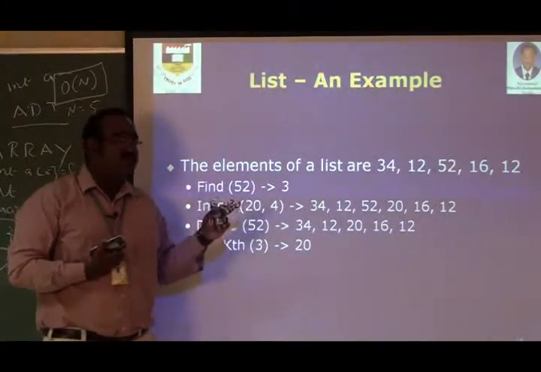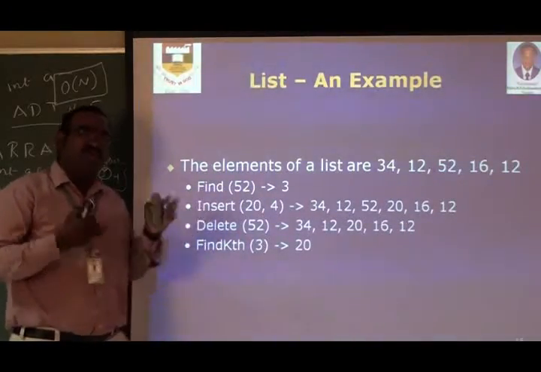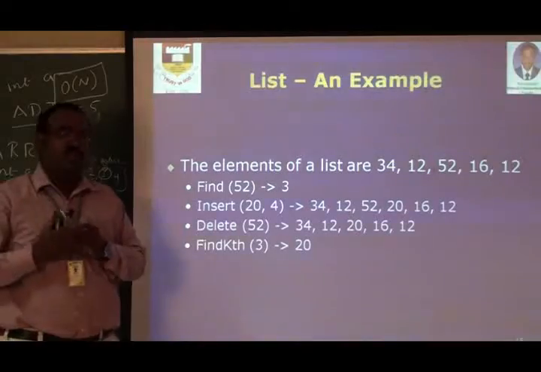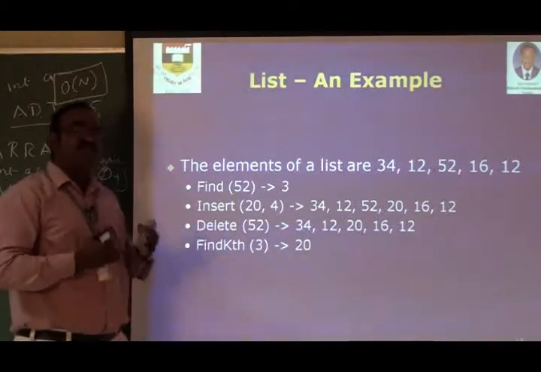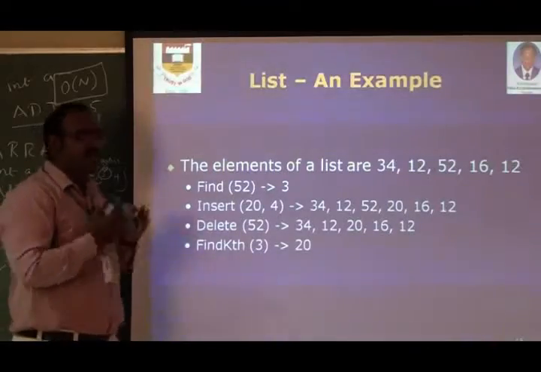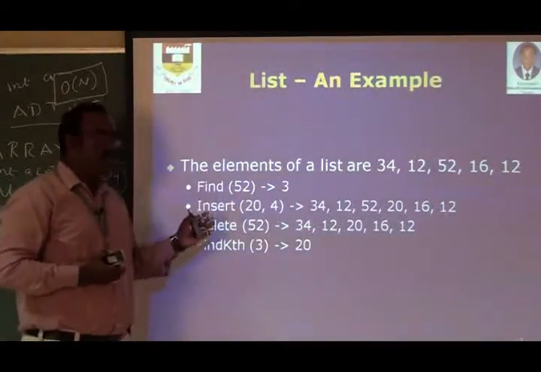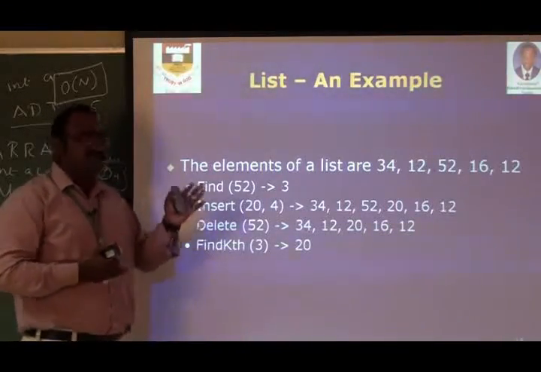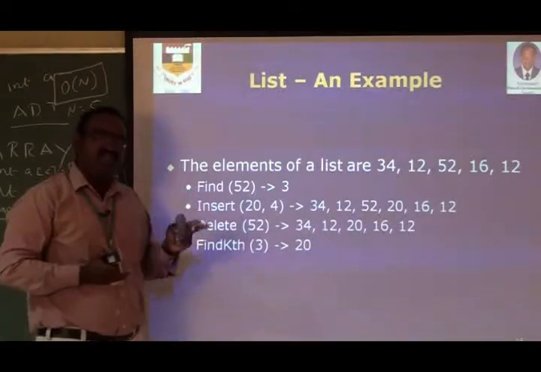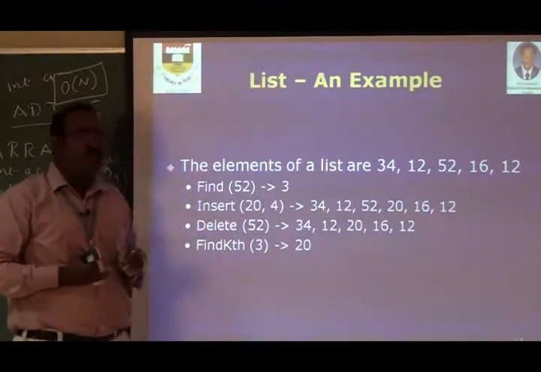It searches from the first one. It's 34, compared to the key value 52. If it is not matched, then it moves to the second location. Then 12 is compared with 52; it does not match, not equal. So it traverses to the next location, 52. So 52 is equal to 52, and a match occurs. What is the position? That is 1, 2, 3. So 52 is available in the third position in the list. So the third position is the output for the find operation.